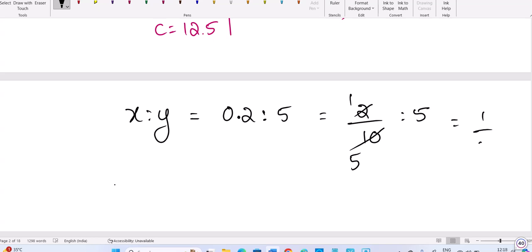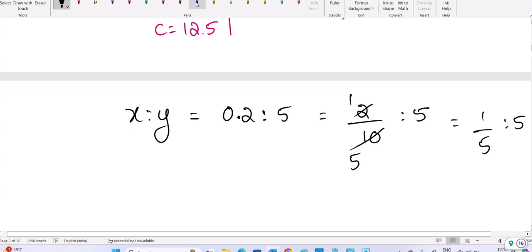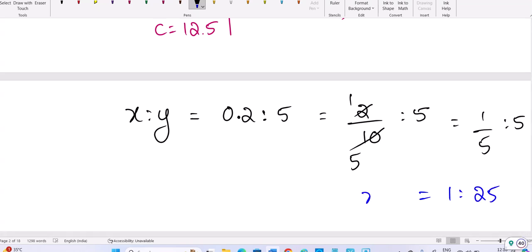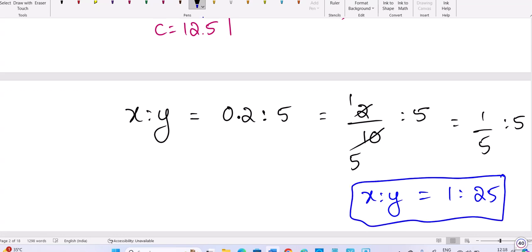Now for 1 by 5 and 5, you multiply with 5 on both sides. The denominator is only 5, so the LCM will be 5 only, which means I need to multiply by 5, then 1 and 25 will be the ratio. x and y is nothing but 1 is to 25. Multiply with 5 on both sides, both terms multiplied by 5. My intention is to convert into integers, so that going forward in questions you may not make any mistakes.